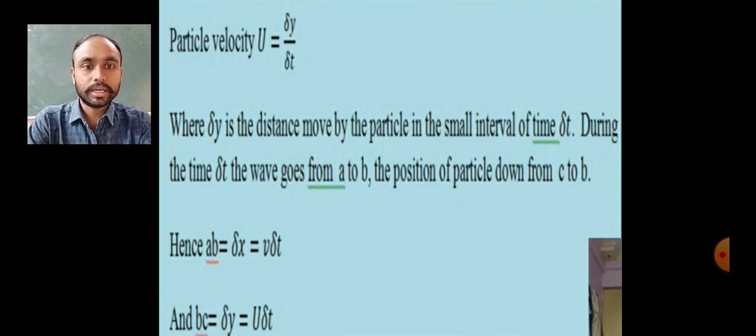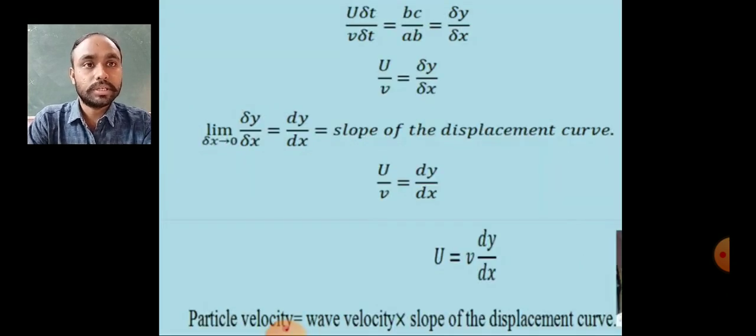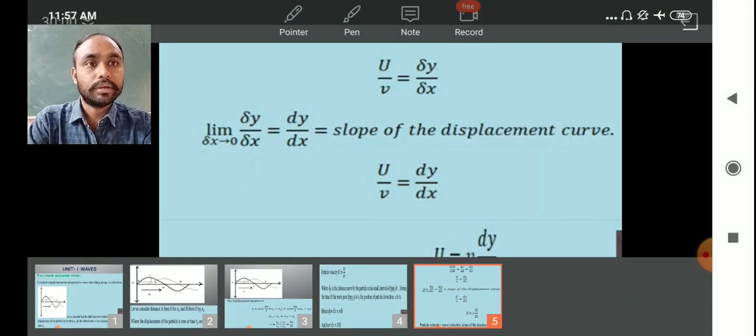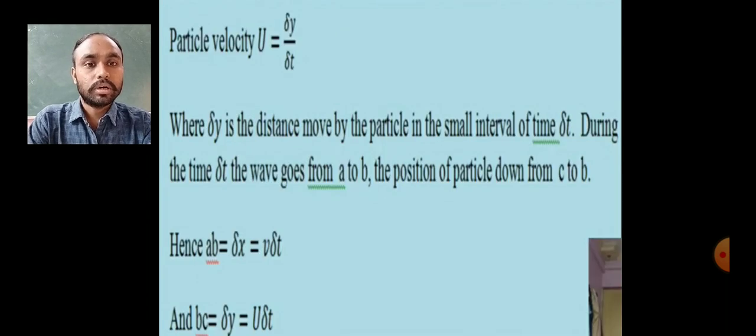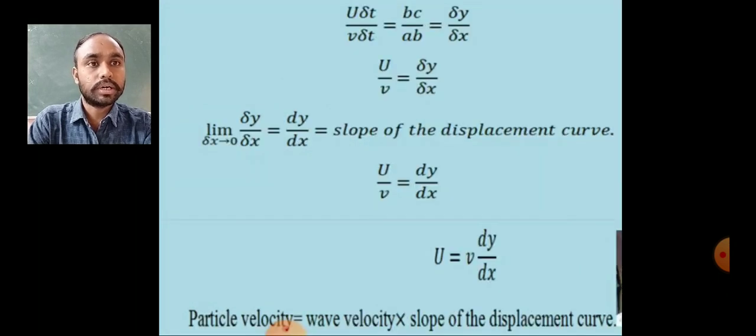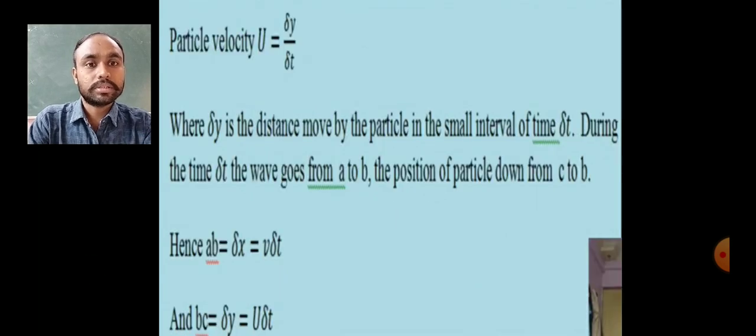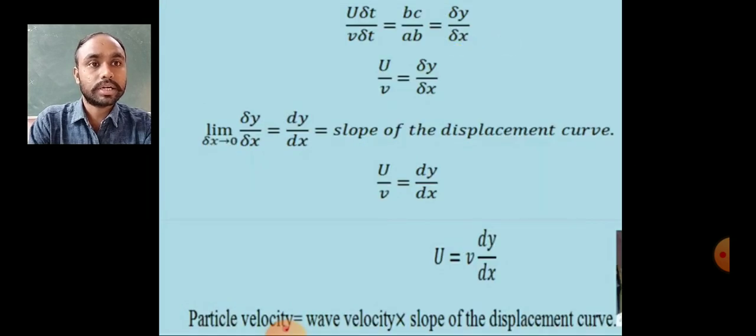So here I am directly saying divide this BC by AB, or divide this equation by this equation. Now, the left hand side is BC divided by AB. What is BC? BC is delta y, that is u into delta t. Here we have substituted. Now what is AB? AB is delta x, and that is equal to v into delta t.